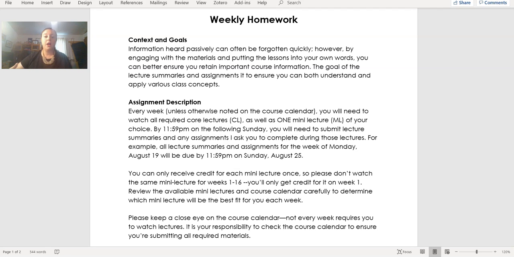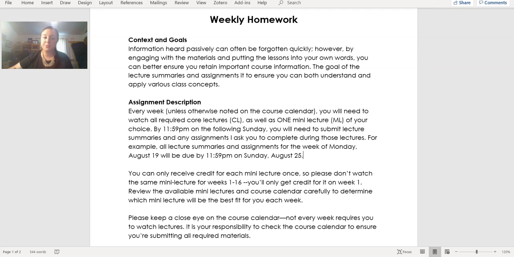So every week, unless otherwise noted on the course calendar, and there are a couple weeks in which there are changes to the lecture requirements, so be sure to keep an eye out for that, you will need to watch all required core lectures as well as one mini lecture of your choice.